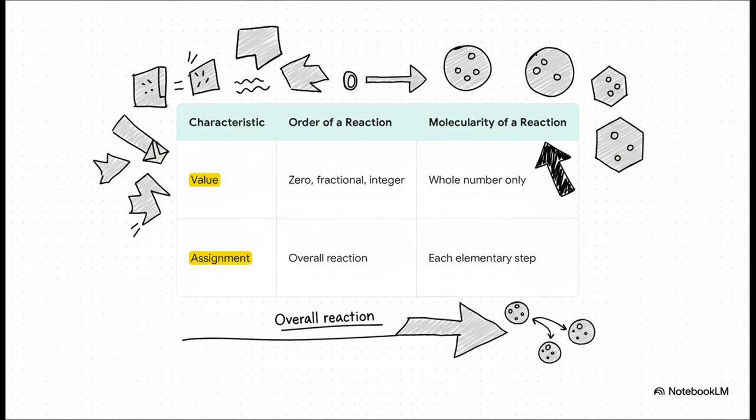And here's the biggest difference. Order is for the entire overall reaction. Molecularity, though, that's for each individual tiny step that makes up the whole process.